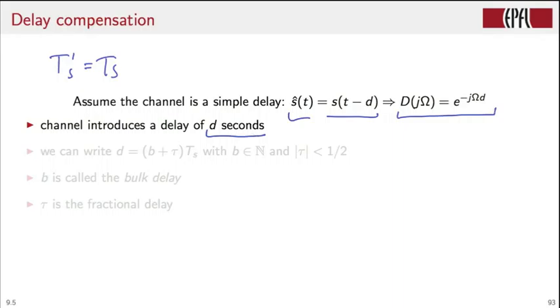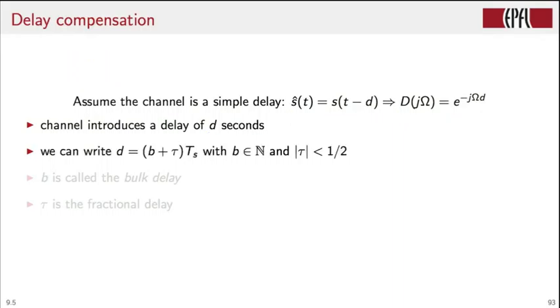We can express this in samples in the following way. We write d as the product of the sampling period times (b plus τ), where b is an integer and τ is strictly less than 1/2 in magnitude. So b is called the bulk delay because it gives us an integer number of samples of delay at the receiver, and τ is the fractional delay, so the fraction of a sample introduced by the continuous time delay of d.